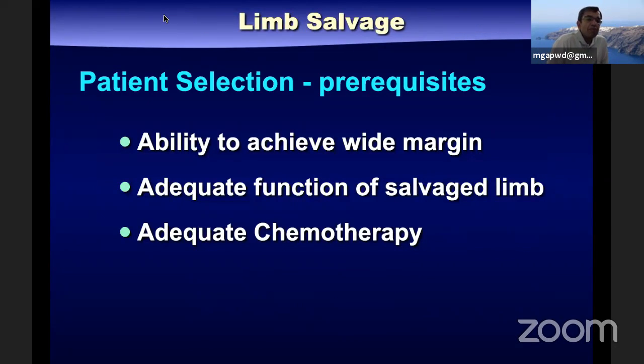So the only prerequisites before we do a limb salvage surgery are our ability to get a wide margin and the fact that we must have adequate function of the salvaged limb. In India, it's also very important that the patient has received proper chemotherapy, because it would be quite foolish to do a limb saving surgery without chemotherapy, because this patient is not going to survive. So life becomes more important than the limb.